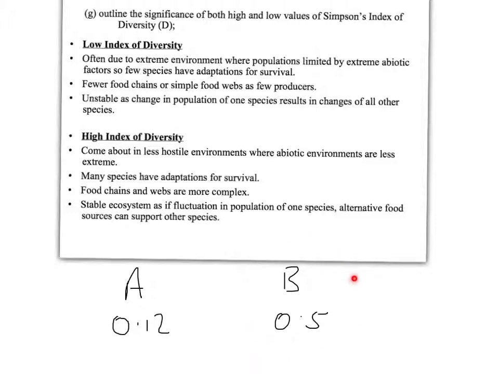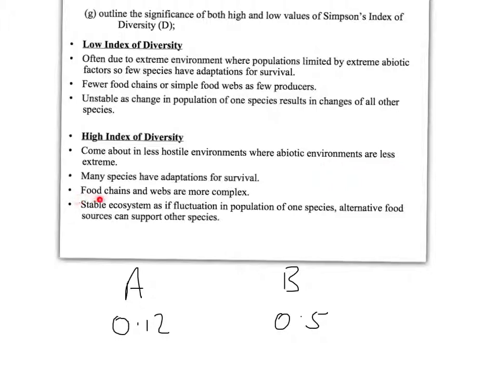which has got a higher index of diversity. It's still not very high, because actually the species richness is very low in both my examples, i.e. only 2 species. So it's still not particularly high. But with higher indices of diversity, we tend to find that there is a less hostile environment, and therefore abiotic environmental factors are less extreme. Therefore, more species have adaptations for survival. More species can survive in the less extreme abiotic environments.